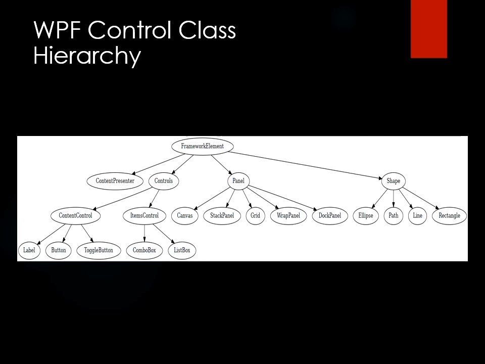Next, under controls we have items control: combo box, list box. So items control is used to display a collection of items. It supports data binding and item templates. Examples include combo box and list box. The combo box is a drop down list with selectable items, and list box is a scrollable list of selectable items. So this is the hierarchy of the controls.